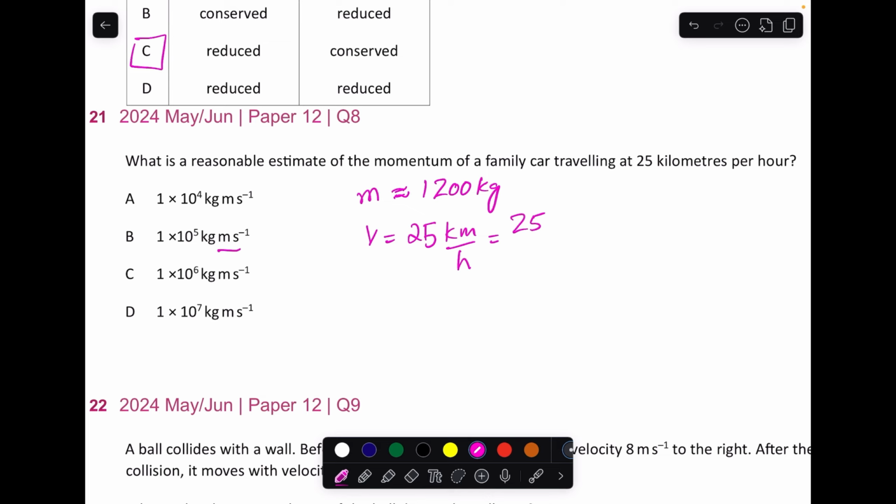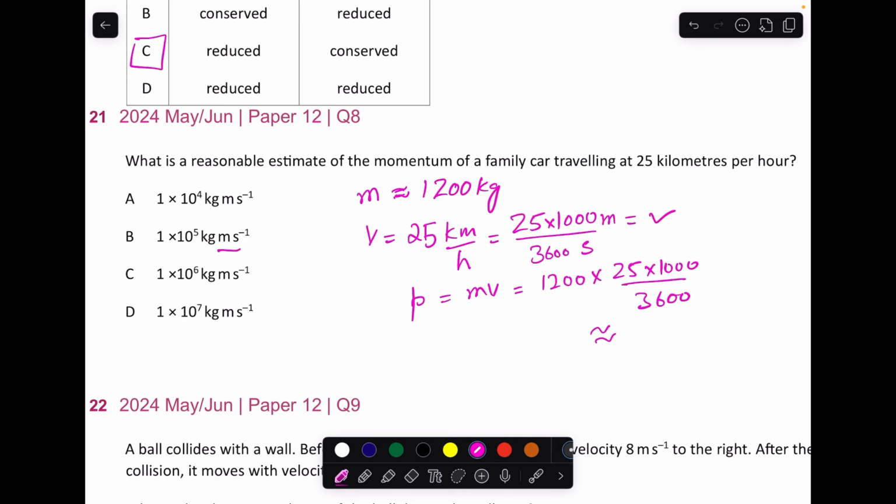For 25 km, you have to multiply by 1000. For hour to seconds, you have to divide by 3600, because hour is in the denominator. That will be the velocity. To find the momentum, momentum is mass times velocity. So it is 25 times 1000 divided by 3600 times the mass.